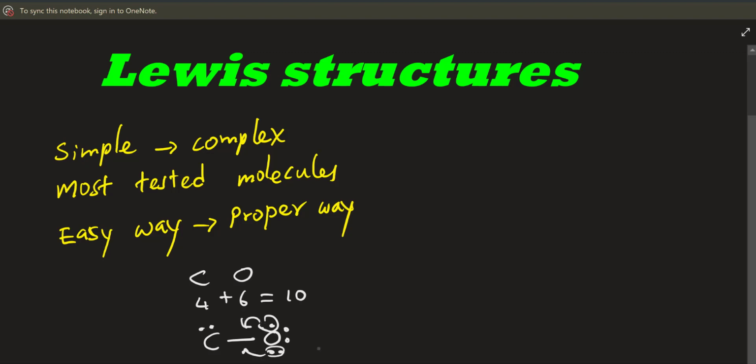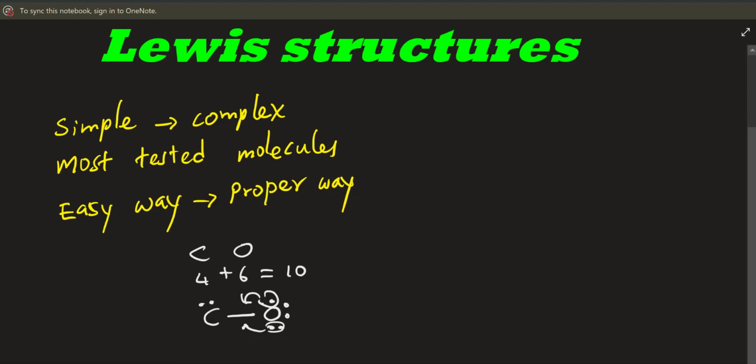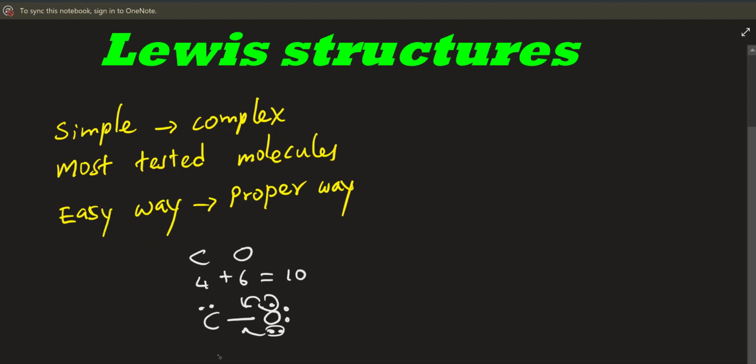So there's not much of a pattern to learn here. But we know we have a carbon to oxygen triple bond and each carbon and oxygen has a lone pair. So that kind of memorization, right? Not much you can do about it.